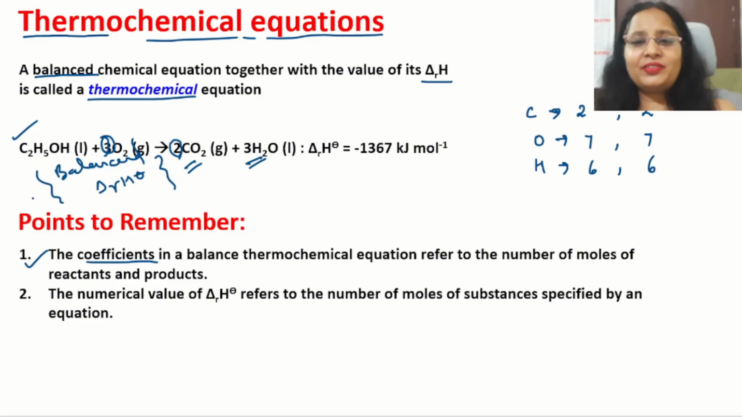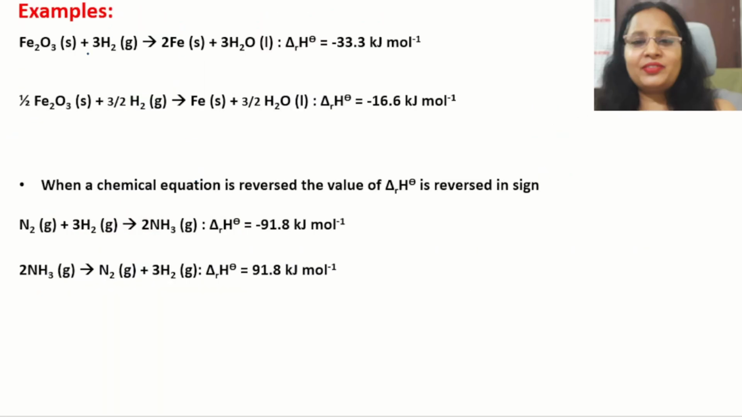The second and very important point is that the numerical value of delta RH standard refers to kilojoule per mole. Again, it is given in terms of mole. So the main point is that everything is in terms of mole. Now let's see some more equations and examples.